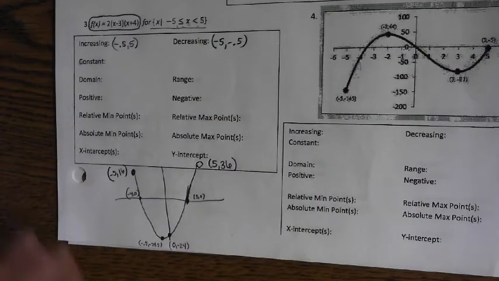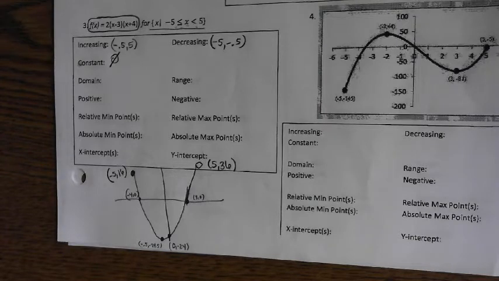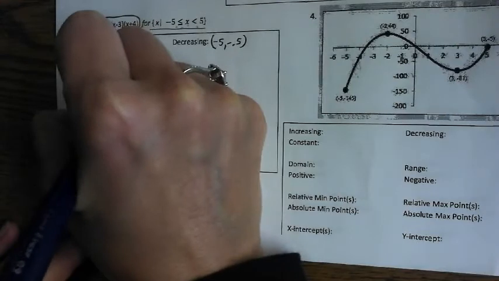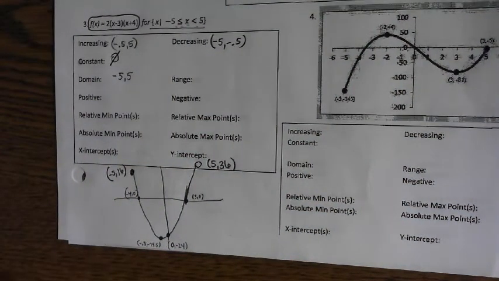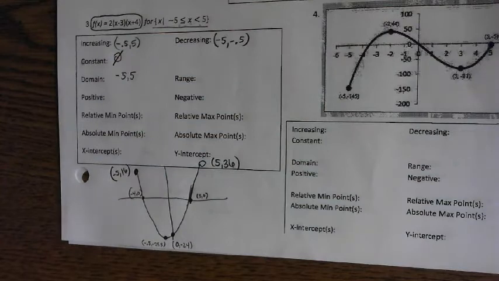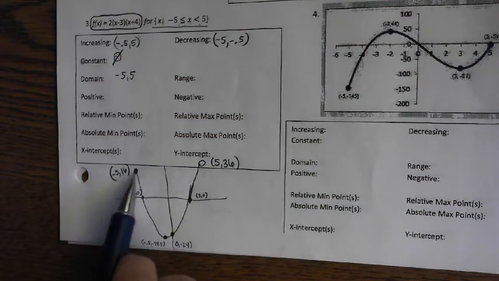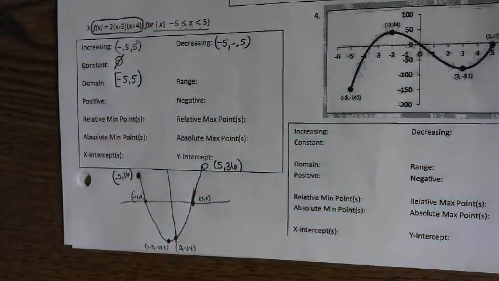Owen. There is no constant interval, so I'm going to have you jump to the domain. Very good. And tell me about parentheses and brackets. Not on both of them. -5 should be in parentheses and 5 should be in brackets. You've got that flipped. Brackets means you want to include it. We want to include the -5. We don't want to include the 5.